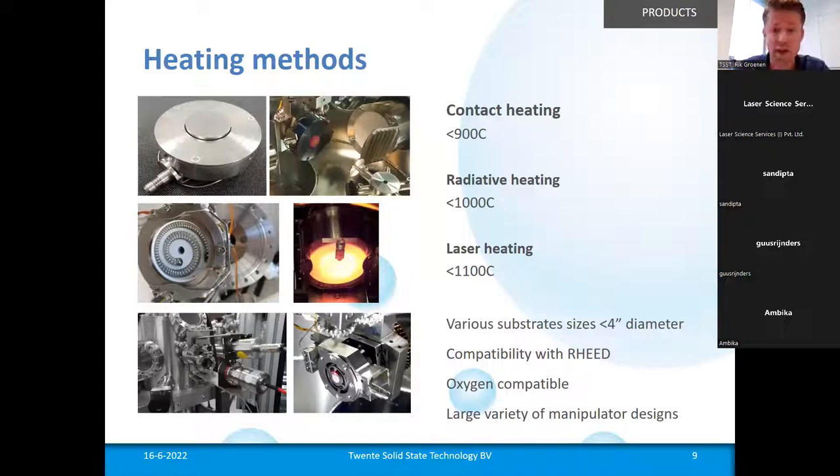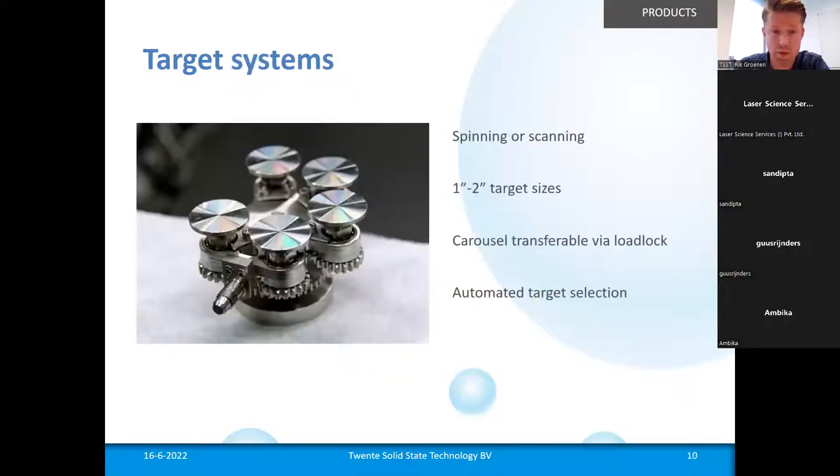There are several ways of heating a sample, depending on the size of the sample and the temperature requirements: radiation heating, laser heating, contact heating. We go up to 4-inch wafer scale heating. The challenge is always making it compatible with RHEED. The manipulator needs to have as many degrees of freedom as necessary to do good RHEED studies, always oxygen compatible. A lot of possibilities, really trying to adapt to the needs of the customer.